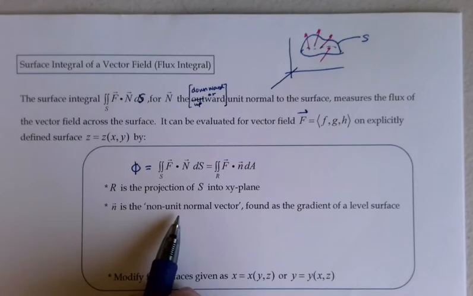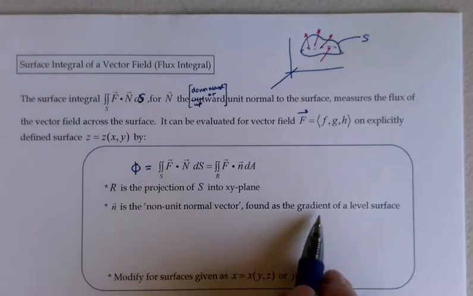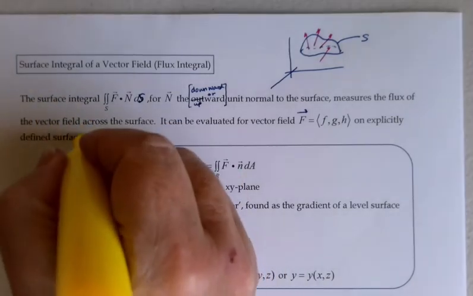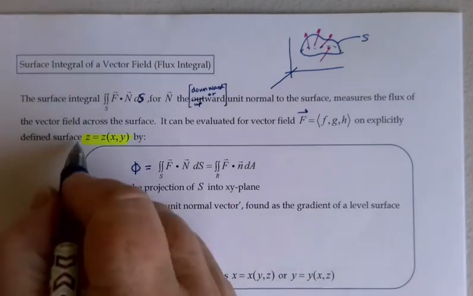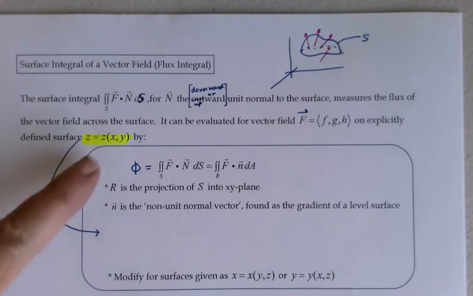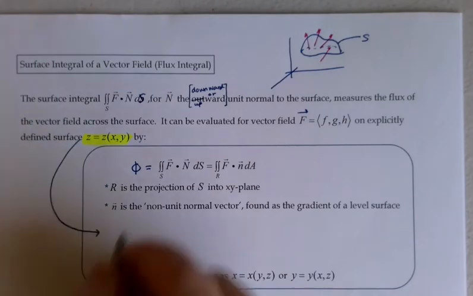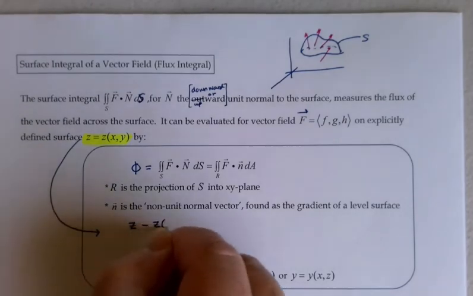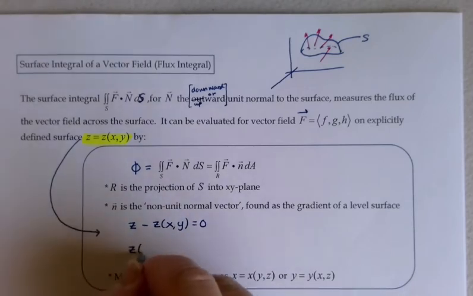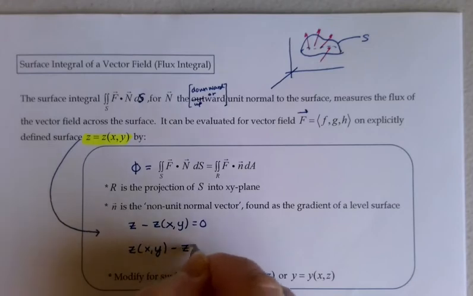This I'm going to have to ask you to think way back to chapter 12. The easiest way to find a normal vector for a surface is to use the gradient of that level surface. So if I think about my surface here, Z is equal to Z of X and Y, in order to make it a level surface, remember I have to get it to equal a constant. There are two ways to make that equal to a constant 0, right? I can either do Z minus Z of X and Y equals 0, or I could do Z of X and Y minus Z equals 0.